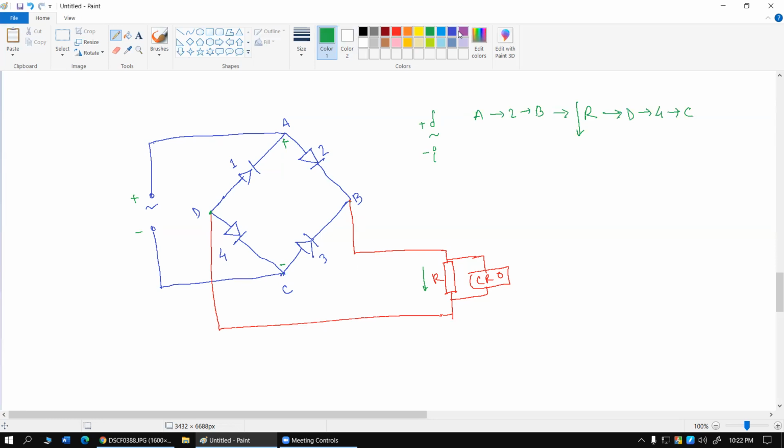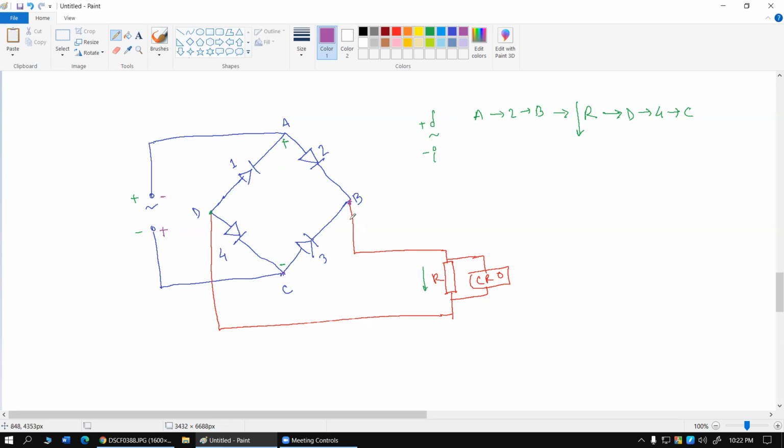Let's see the other way around. I'm going to use now the color violet or purple. So for the other option, let's say when the lowest side is high voltage and this top side is low voltage, how is the current going to flow? Current starts from here, reaches point C, cannot go through number 4, will pass through number 3 and reach point B.